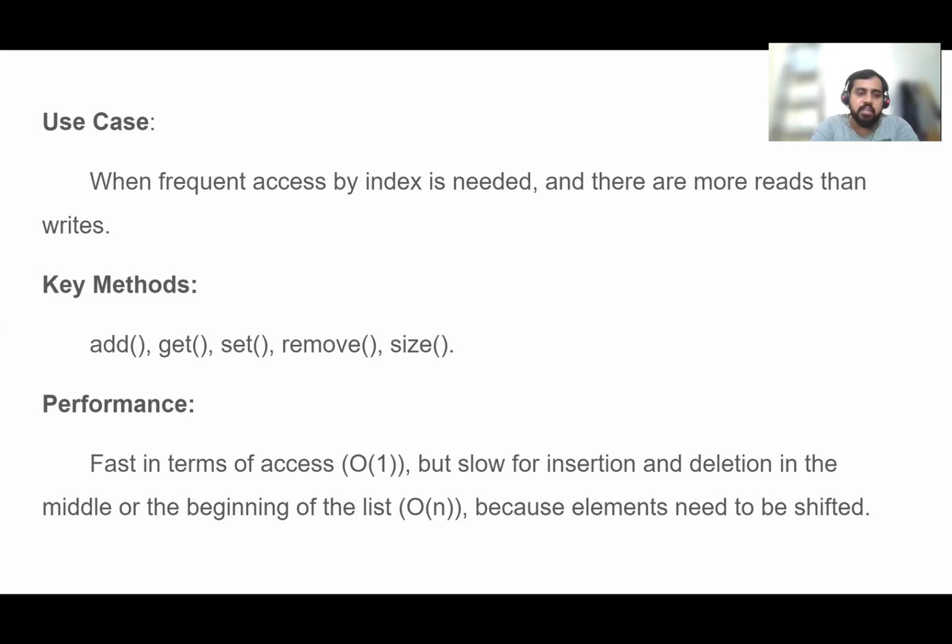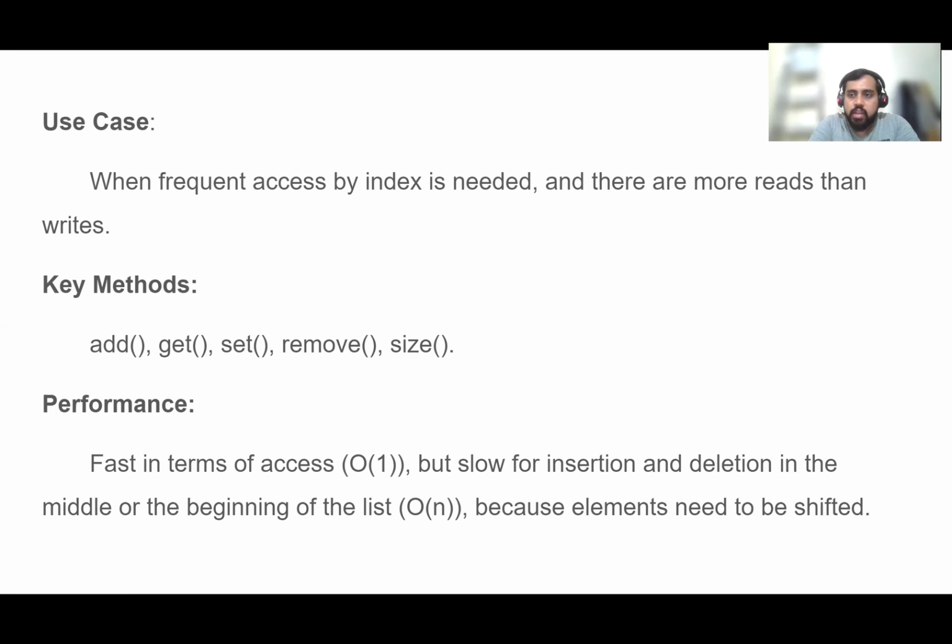The key methods available in ArrayList, we already saw: add, to add an element to the ArrayList collection; get, to get the element at a particular index; set, to set the element at a particular index; remove, to delete an element in that collection; and size, which returns the size of the collection. Coming to performance, it's fast in terms of access, O of 1, as I already told.